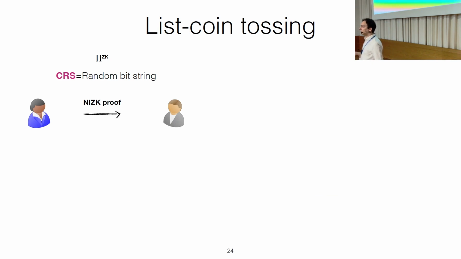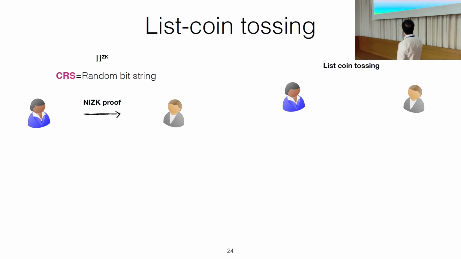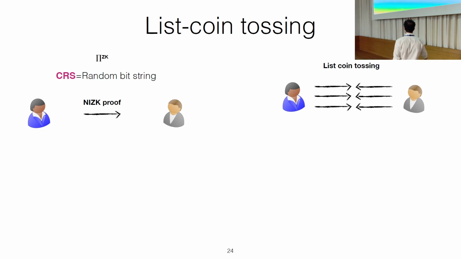So assume that you have a NISIC proof system of this kind that I'm calling pi zero knowledge, where the CRS is just a random bit string. There are many schemes that have this structure. Okay. So again, what you want is that you don't believe in trusted parties for this CRS. So what you can do is engage in a 3-round protocol that realizes the lease coin tossing functionality. You generate your CRS using this interactive protocol, and then you engage in your NISIC proof.